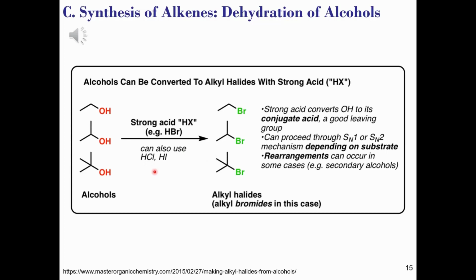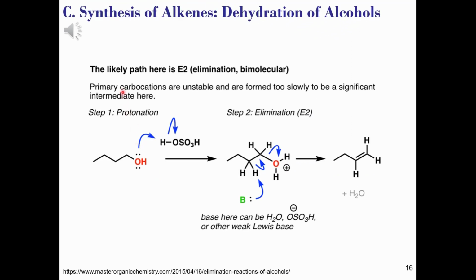reaction specifically. Here is a specific dehydration reaction that occurs via E2, and this involves the use of a primary alcohol substrate. A primary carbocation is too unstable to form a significant intermediate, and hence this is an example of an E2, and that's a bimolecular pathway. So the first step would be the protonation, and note here that we're using sulfuric acid.